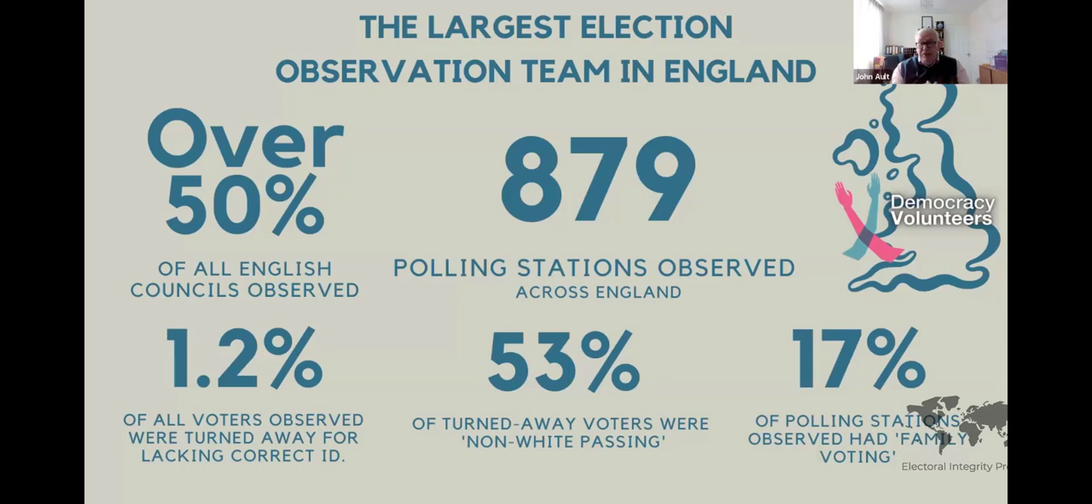We continue to see family voting, as Alistair was talking about. We saw it in 17% of polling stations, though I can't actually see my data, it's from memory. And 53% of people turned away were non-white passing.